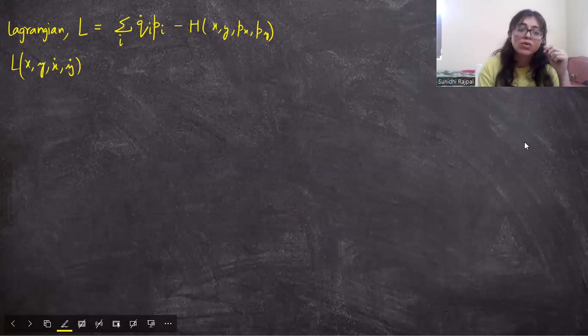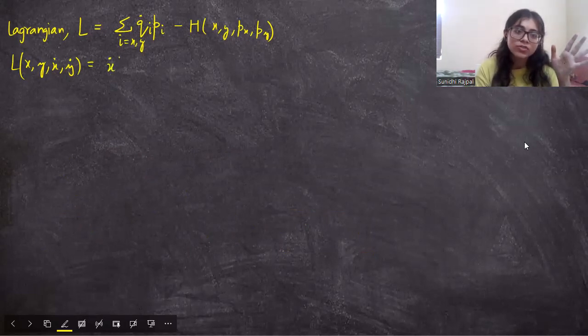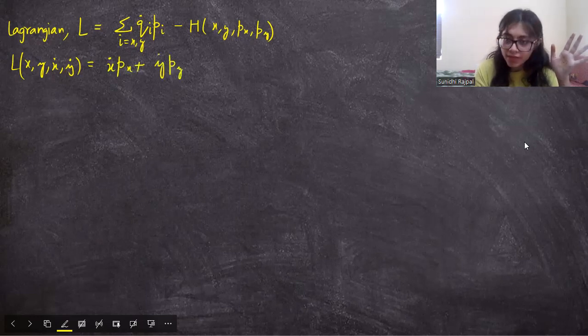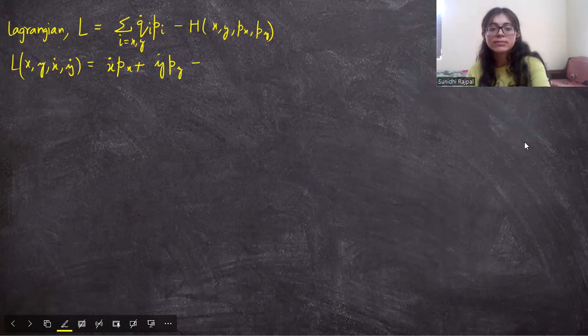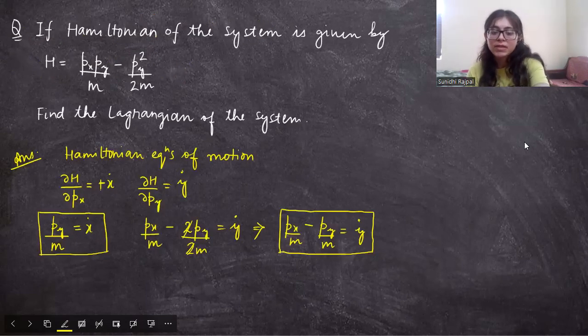Okay. So now coming to the qi dot and pi. We have i is equal to x, y in our case. So we have x dot px plus y dot py minus, what is the expression for H? H is px py by m.